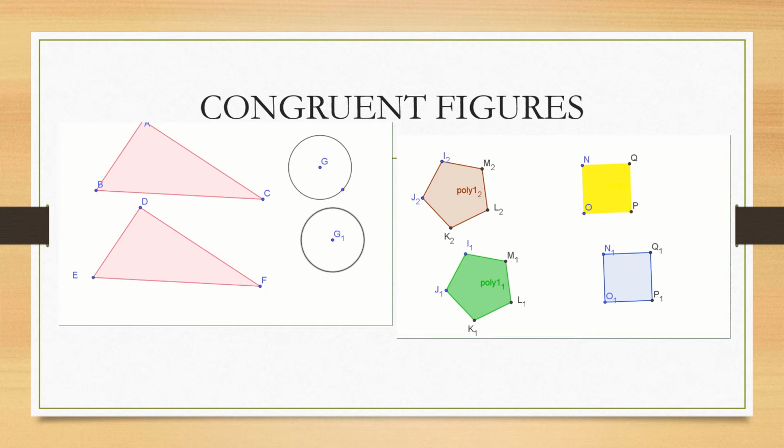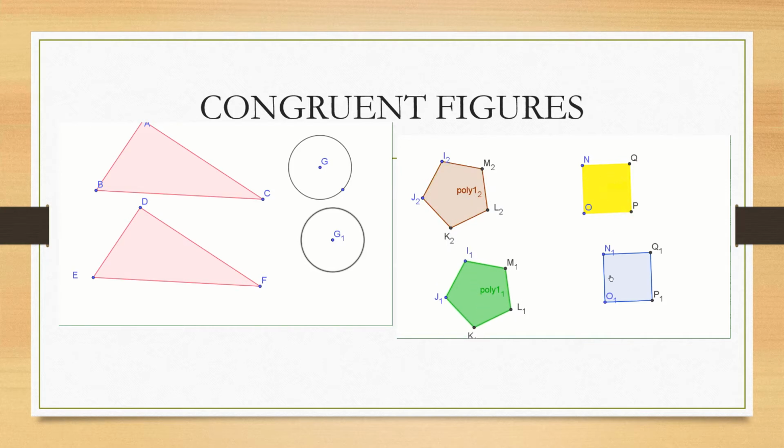Here I have some more congruent figures. You can see very clearly that the polygon I2, M2, L2, K2, J2 will be congruent to the polygon I1, M1, L1, K1, J1 if I can superimpose one polygon exactly over the other. So I bring it here and I place it here. You can see they're exactly falling over one another. So the first polygon is congruent to the second polygon.